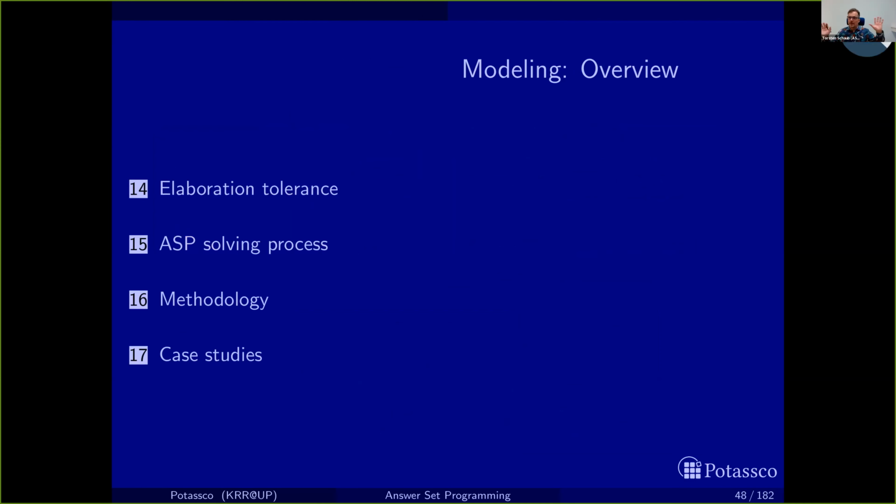Okay, now here I would suggest that we stop, because now we come to the next large part of the course, which is about modeling.